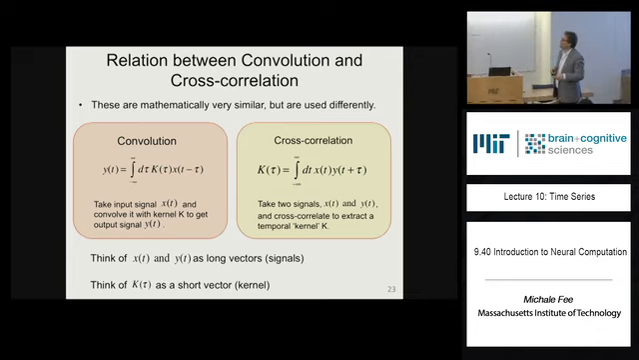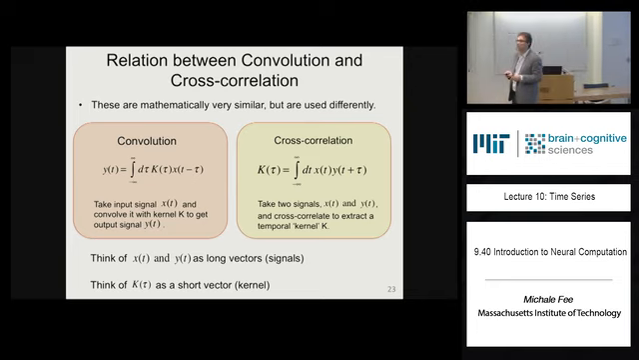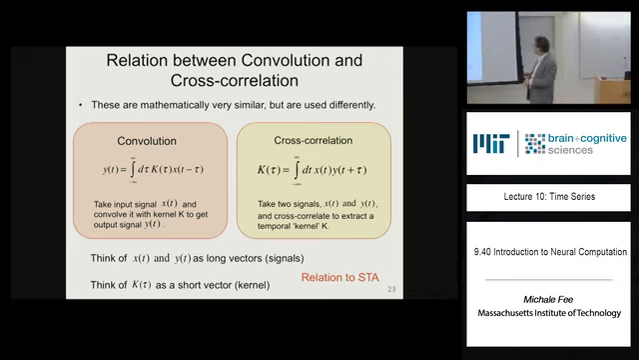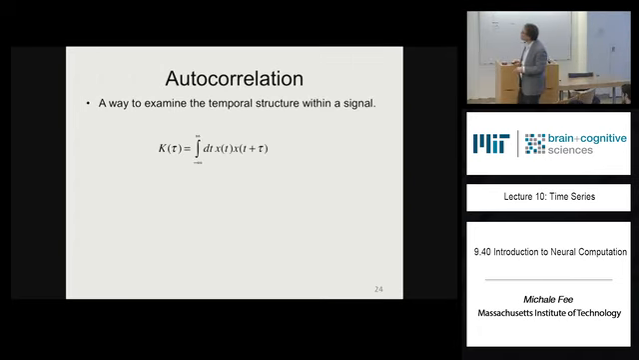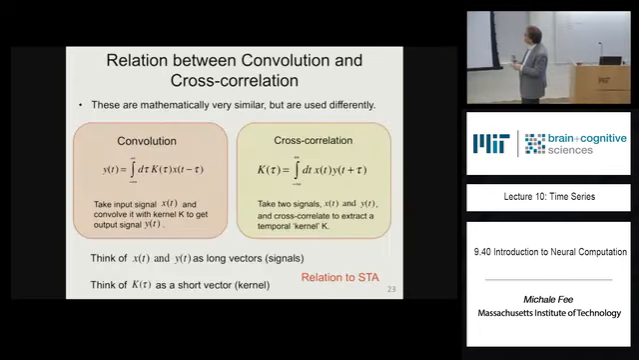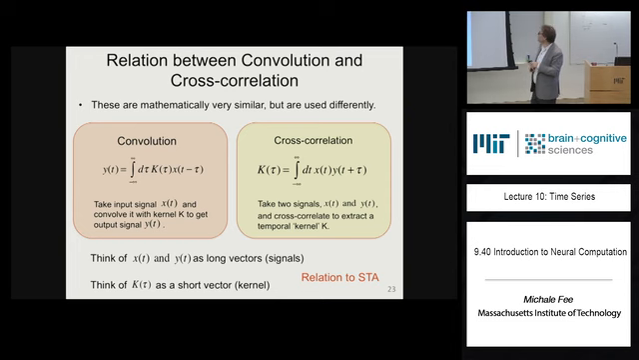Okay, these are very powerful methods. We use them all the time. We talked about the relation to the spike-triggered average. The autocorrelation is nothing more than a cross-correlation of a signal with itself.